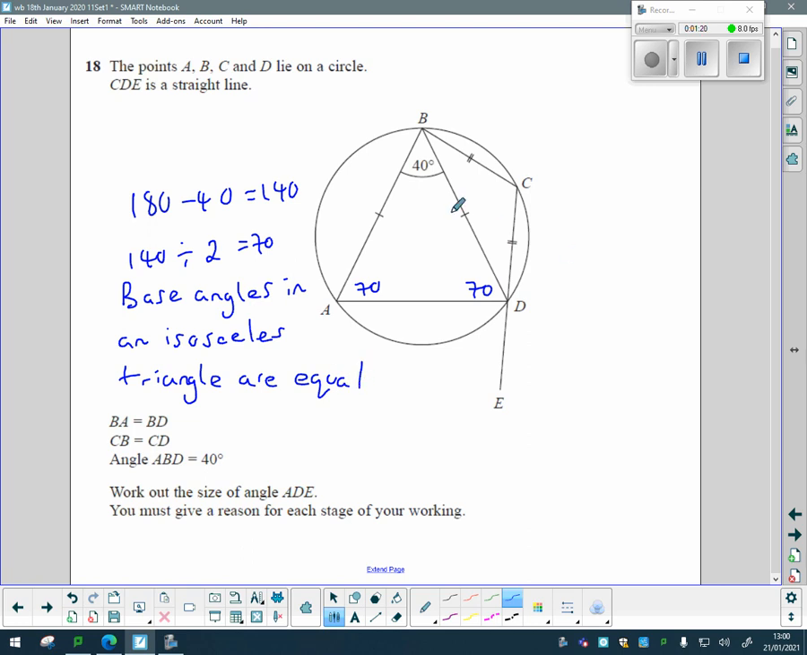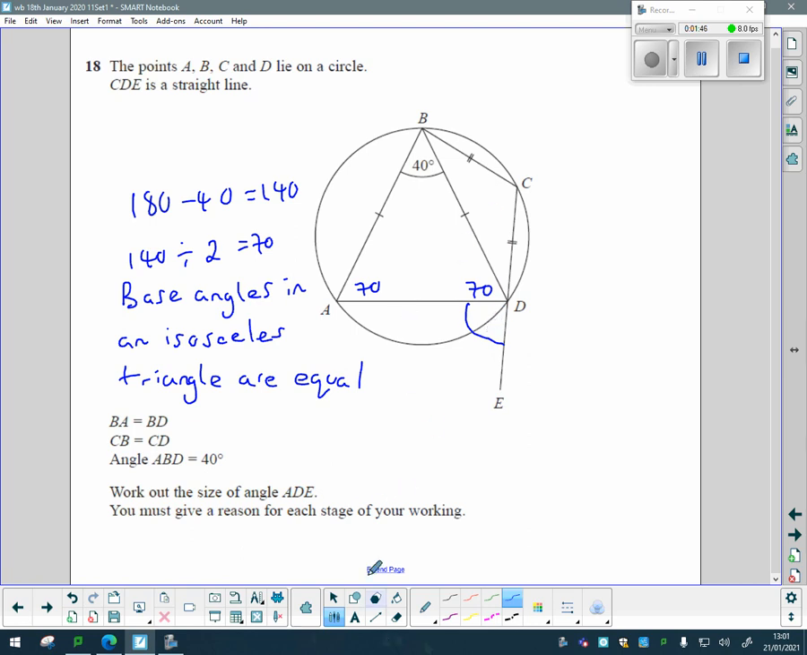What we worked out there is BAD, and we've also worked out BDA. We're going to use both the angles actually to work out the final answer, which is ADE. ADE, of course, is this angle here. It's the central letter when you quote the three angles. If I just go through the diagram, ADE is what we're trying to work out, this angle here.